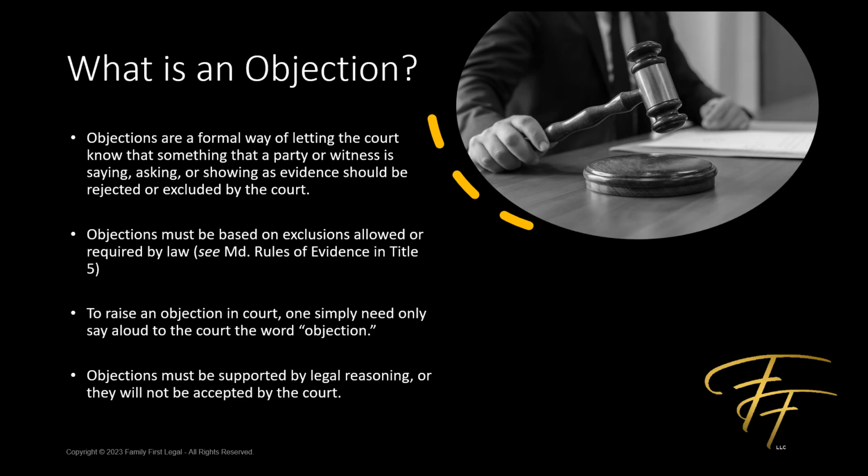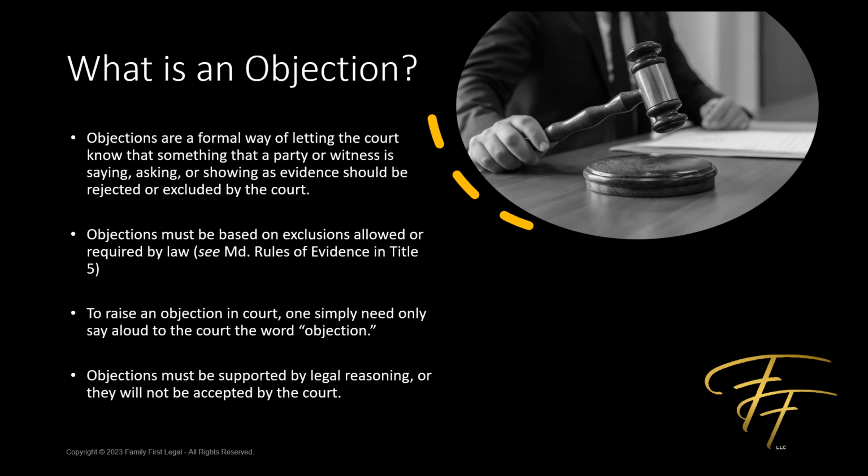What is an objection? Objections are a formal way of letting the court know that something that a party or witness is saying or trying to present to the court should be rejected or excluded. This is how you prevent a witness from saying something that might be disfavorable to you but isn't allowable by law. Or this is how you prevent the other party from presenting documentary or other types of evidence which might be unfavorable to you or which might prejudice the court against you.